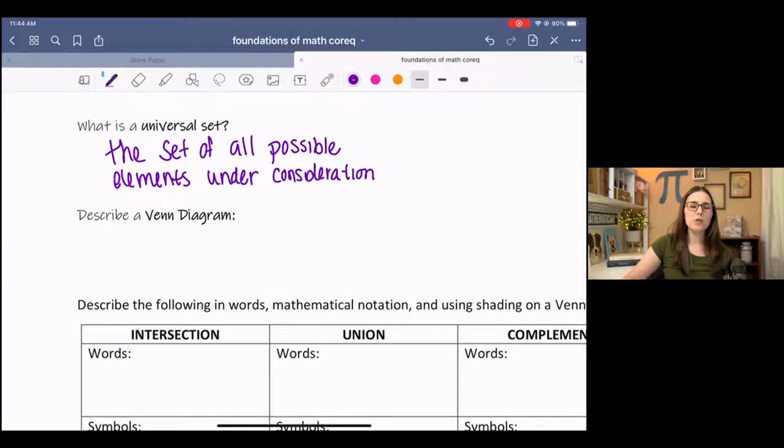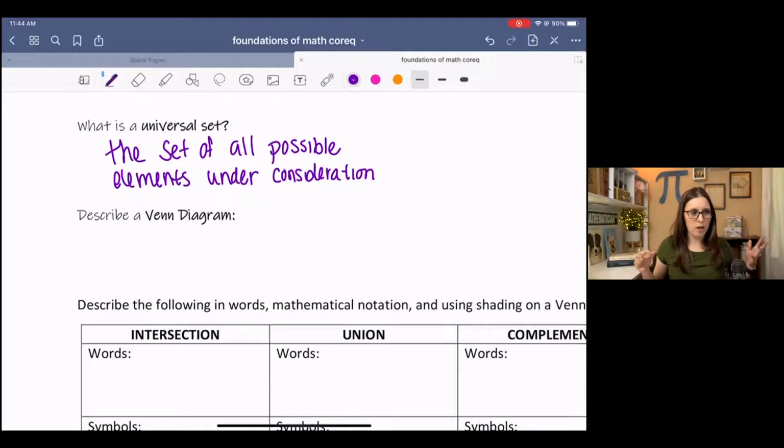And the universal set is not, there's not one universal set. It just kind of depends on what we're talking about. So if I were to say the universal set is fruit, then that would include all possible fruits, which would be really hard to list out, but you get the idea. So it just kind of depends on the situation. So you could be talking about odd numbers as the universal set, or fruit, or vegetables, or animals, or mammals, or whatever. So it just depends.